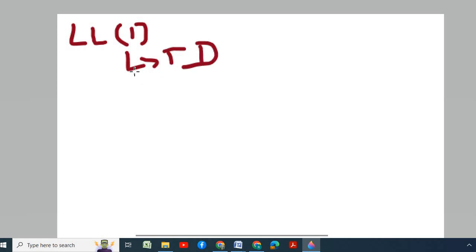Hi everyone. Today we are going to discuss the LL(1) parsing technique. The LL(1) is one of the top-down parsing techniques. It is also called a predictive parser.